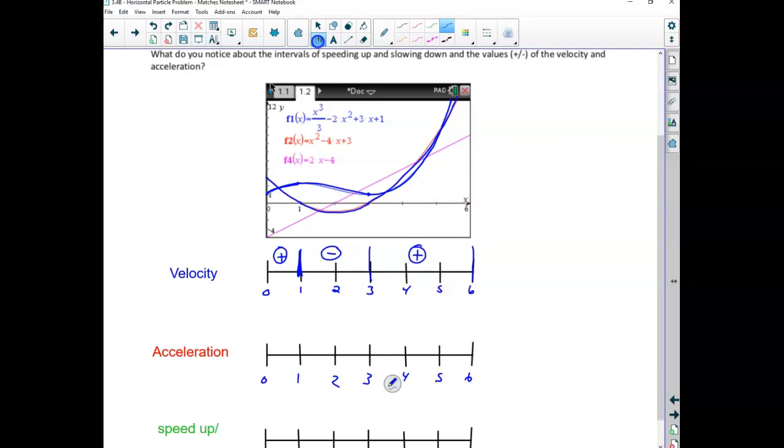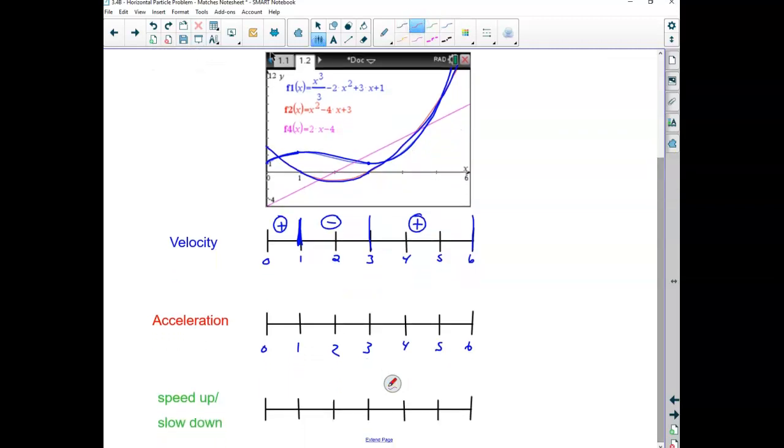Well, let's look at the acceleration now. Here's my acceleration graph. From 0 all the way to 2, my acceleration is negative, isn't it? And then from 2 all the way out to 6, my acceleration's above the x-axis, therefore it's positive. What does that tell me?